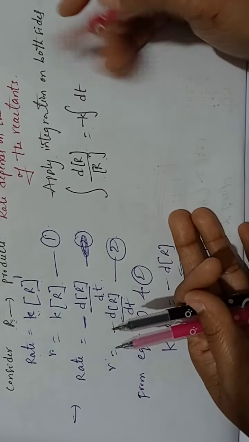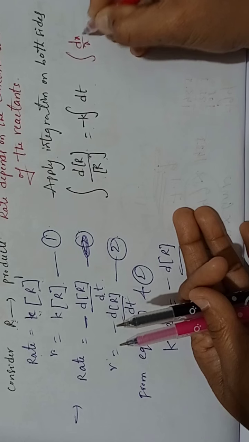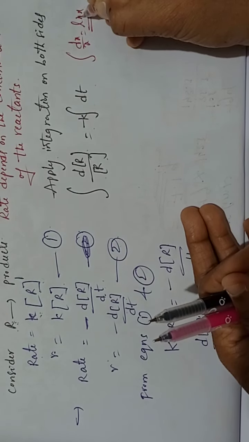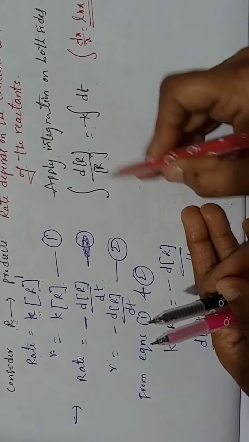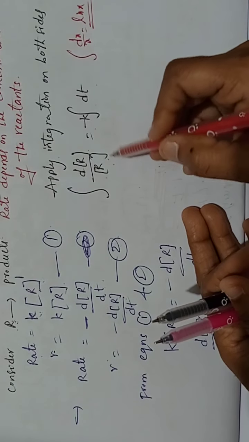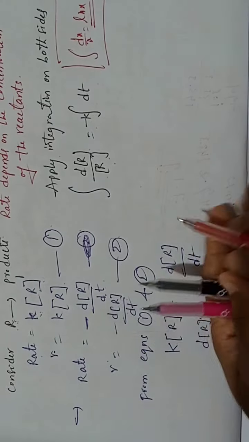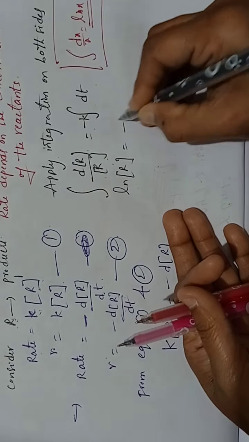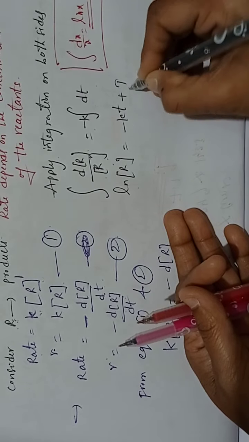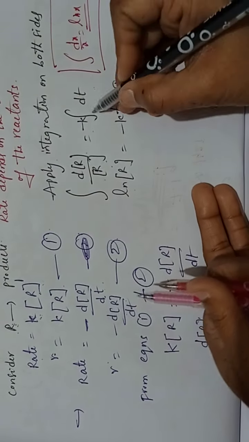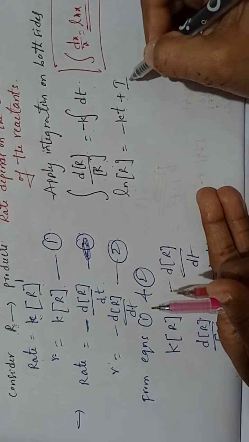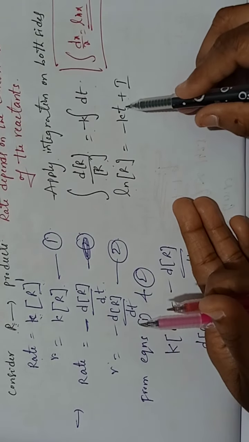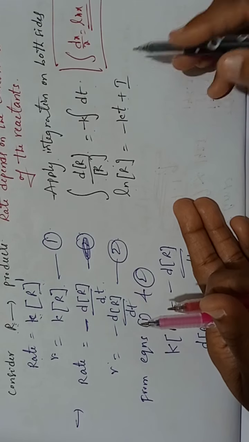We know that the integration of dx by x is log x, so we can take it as ln x. So here the integration of dR by R is ln R. So ln R is equal to minus k into t plus the integration constant I. Now I want to calculate the value of I, the integration constant.